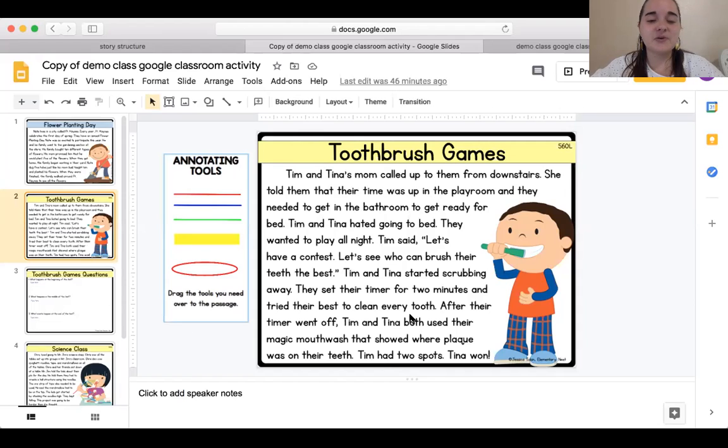So this is our short story, Toothbrush Games. So we're gonna use these annotating tools here. Let's underline some parts in the beginning of the story. Sarah, what is something you would underline in the beginning of the story? Yes, we have our characters, Tim and Tina. Good. Yes, and they have to get ready for bed. Oh, it's bedtime. Okay, they have to get ready for bed.